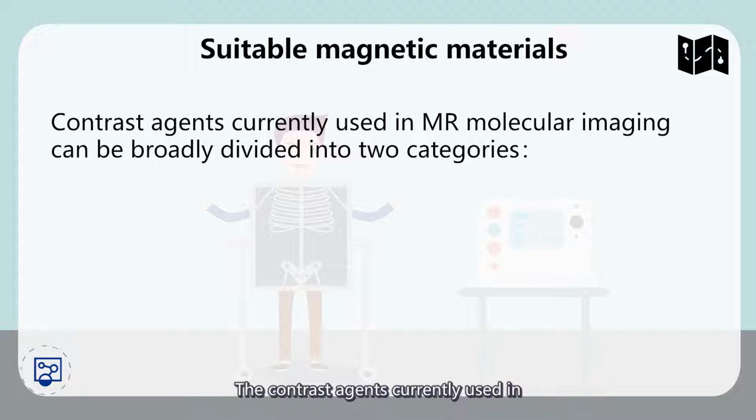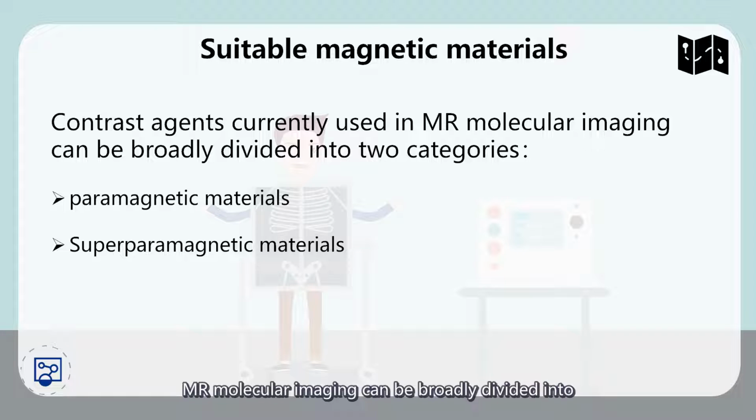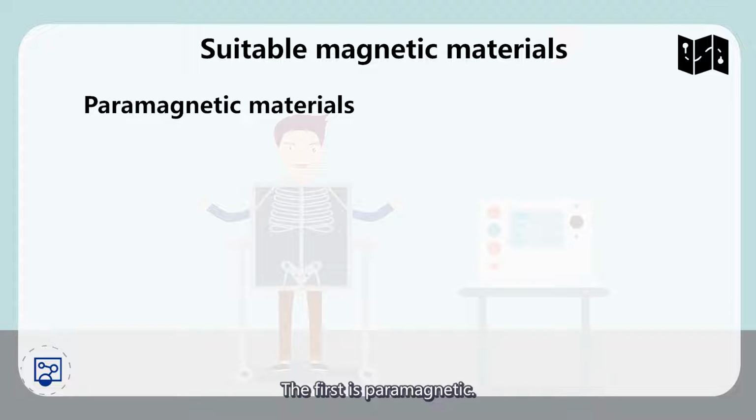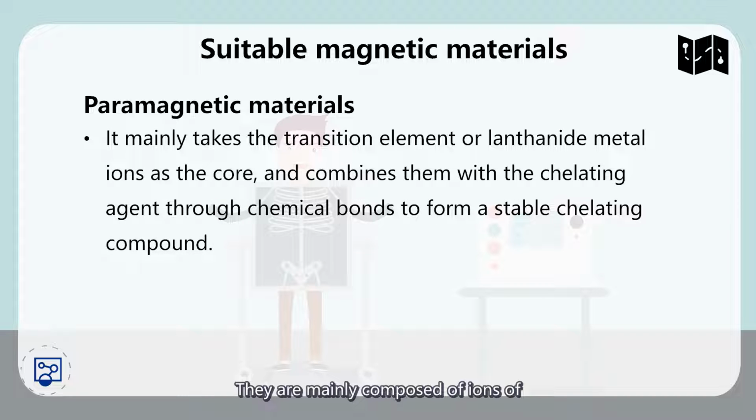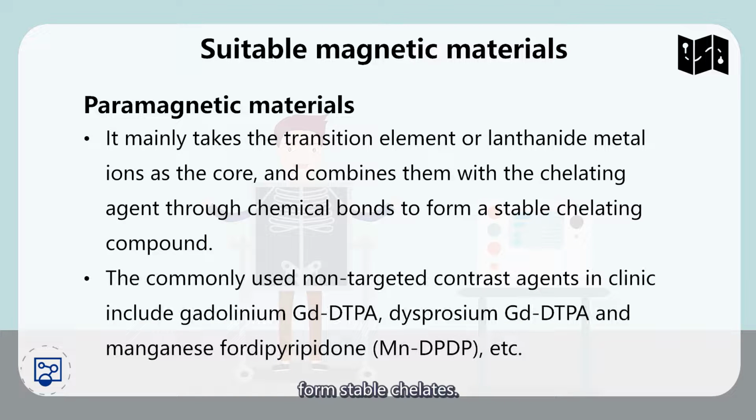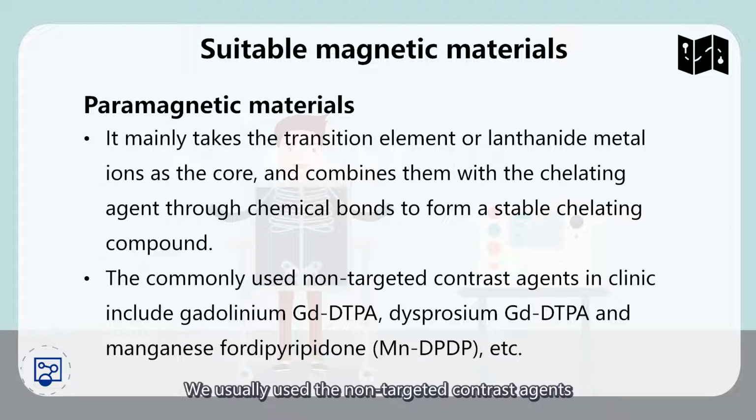The contrast agents currently used in MRI molecular imaging can be broadly divided into two classifications. Let's talk about them one by one. The first is the paramagnetic. This is mainly composed of ions of the transition elements of the lanthanide metals, which are combined with chelators by chemical bonds to form stable chelates. The non-specific contrast agents we usually use in clinic are gadolinium DTPA and gadolinium DOTA.